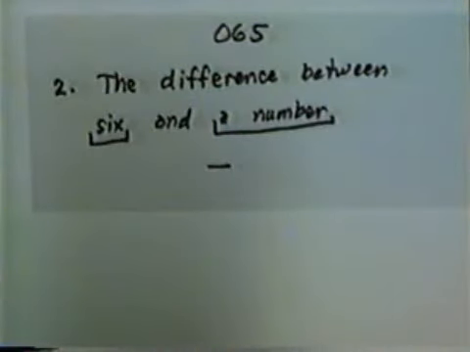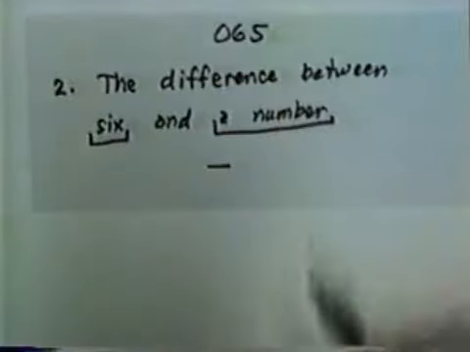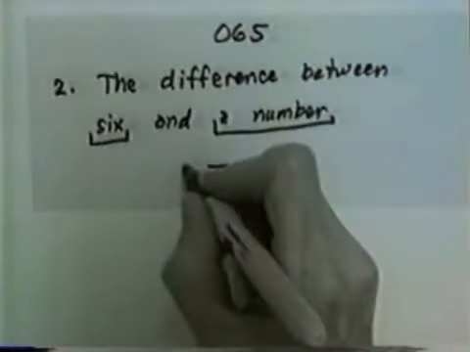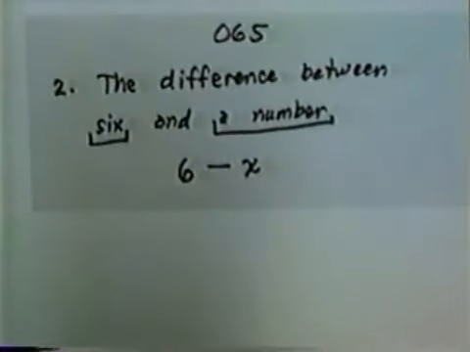In subtraction, the order matters. Difference is not a phrase that makes us reverse the order, and so we keep the order the same as it is in the problem. 6 comes first, a number comes second. Let's use x again. And so we get 6 subtract x.